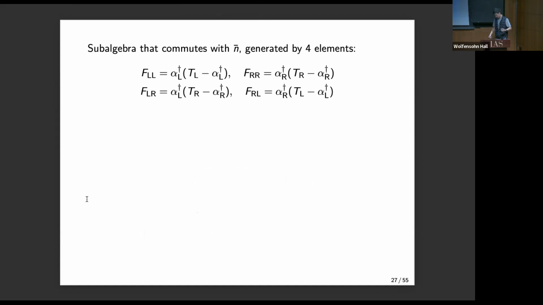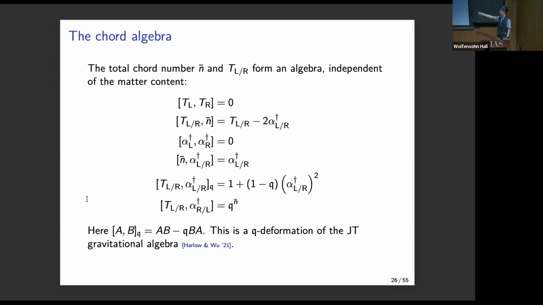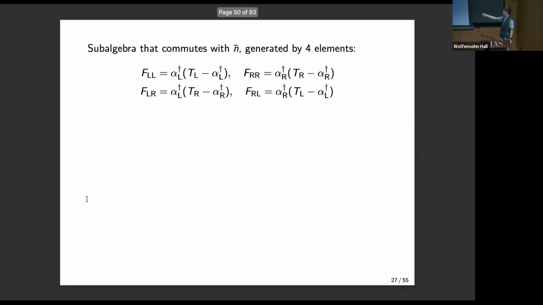So one thing that you can look for is the symmetries of the bulk. How you find the symmetries is you look for operators in this algebra that commute with the chord number, the total chord number, which we interpreted as the length of the wormhole in the JT limit. You can find 4 such operators, and you find them very simply. Alpha dagger left is part of the algebra, and so is alpha dagger right. They appear, for example, here. And those create a single chord.